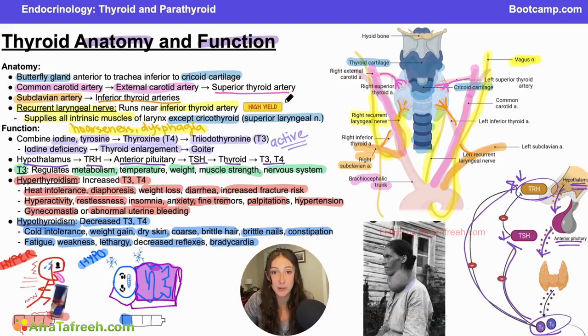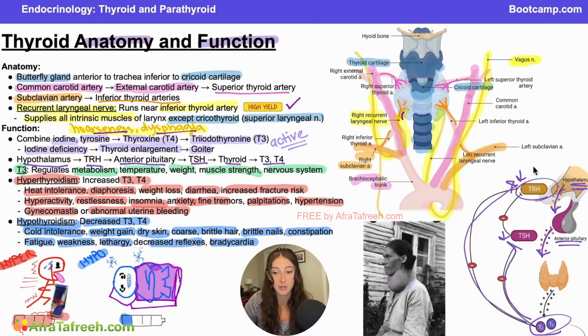I think the most important anatomical pearl to be aware of in regards to the thyroid is that the recurrent laryngeal nerve, which supplies all the intrinsic muscles of the larynx except for the cricothyroid, runs really, really close to the inferior thyroid artery. And because it runs close, it is prone to be damaged during a thyroidectomy or other ENT surgery, which can lead to the classic presentation of hoarseness or dysphagia.